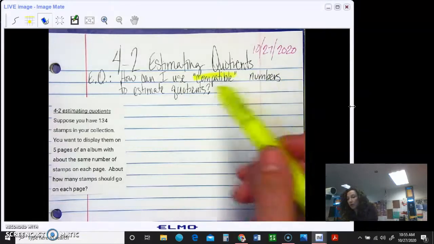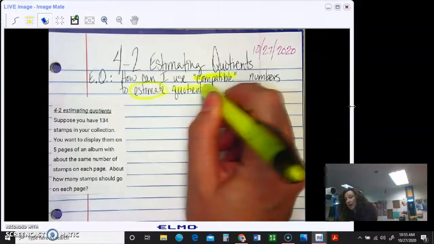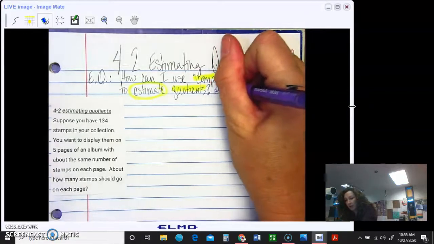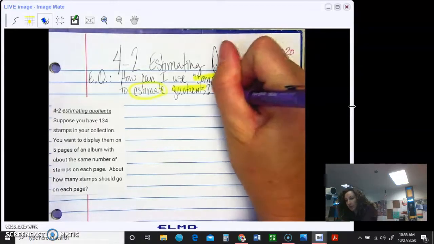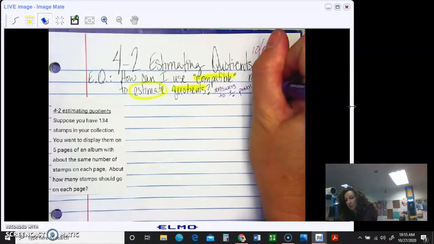We are looking at estimating, and then we have to remember what quotients are. So when we're talking about quotients, what are we talking about? Answers to division problems. Got to keep that in our minds.